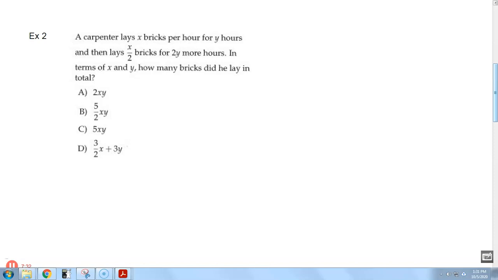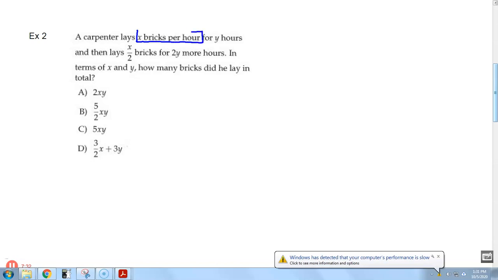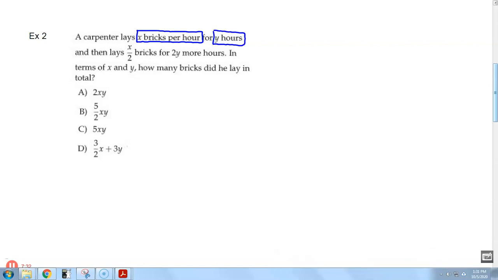But it says a carpenter lays X bricks per hour. So this is my first variable. So many bricks per hour. And we're going to do that for Y hours. So a carpenter lays X bricks per hour for Y hours. Then, at another time, they're going to lay X over 2 bricks for 2Y hours. And then in terms of X and Y, how many bricks did they lay in total? So we need the total bricks done.